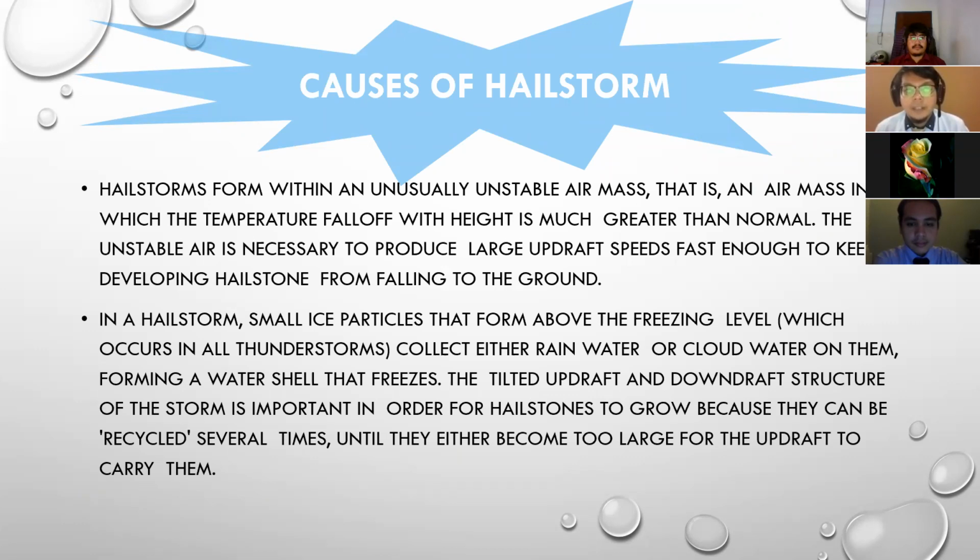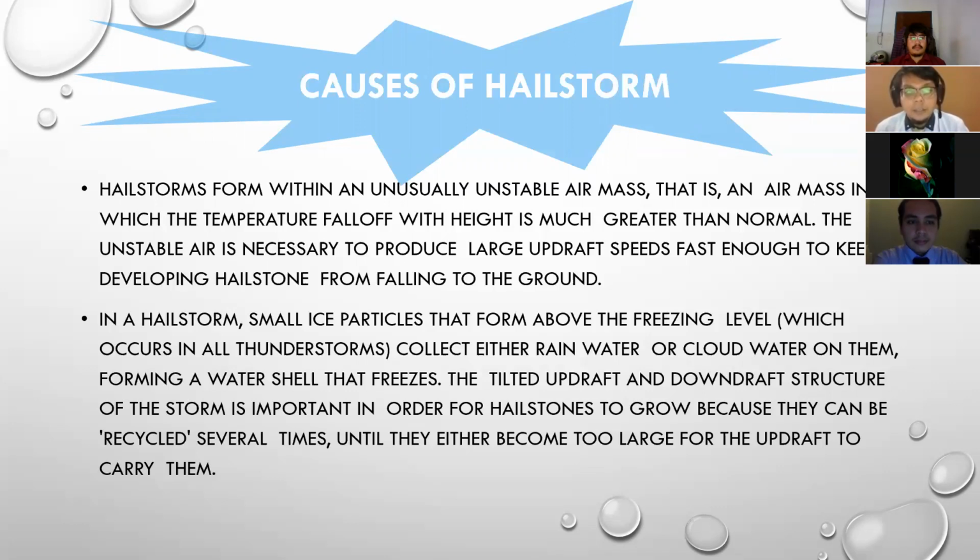Okay, cause of hailstorm. Hailstorm forms with an unusually unstable air mass, an air mass in which the temperature falls off with height much faster than normal. The unstable air is necessary to produce large updraft speeds fast enough to keep a developing hailstone from falling to the ground.